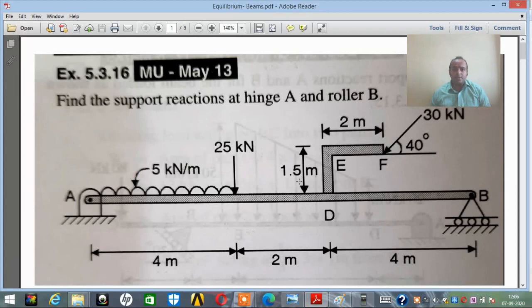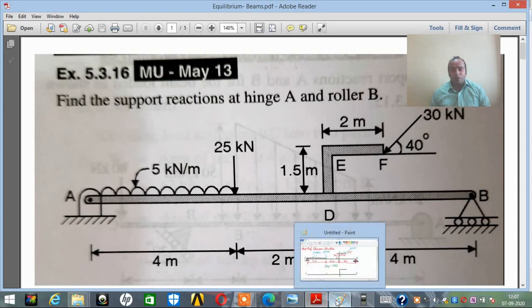Find the support reactions at hinge A, here is the hinge A, and roller B, that is the roller support over here B. As you can see, this entire beam consists of an extended part over here, but it consists only of a uniformly distributed load having loading intensity of 5 kilonewton per meter. Friends, this is the entire question's diagram. Let us see how the problem will be solved.